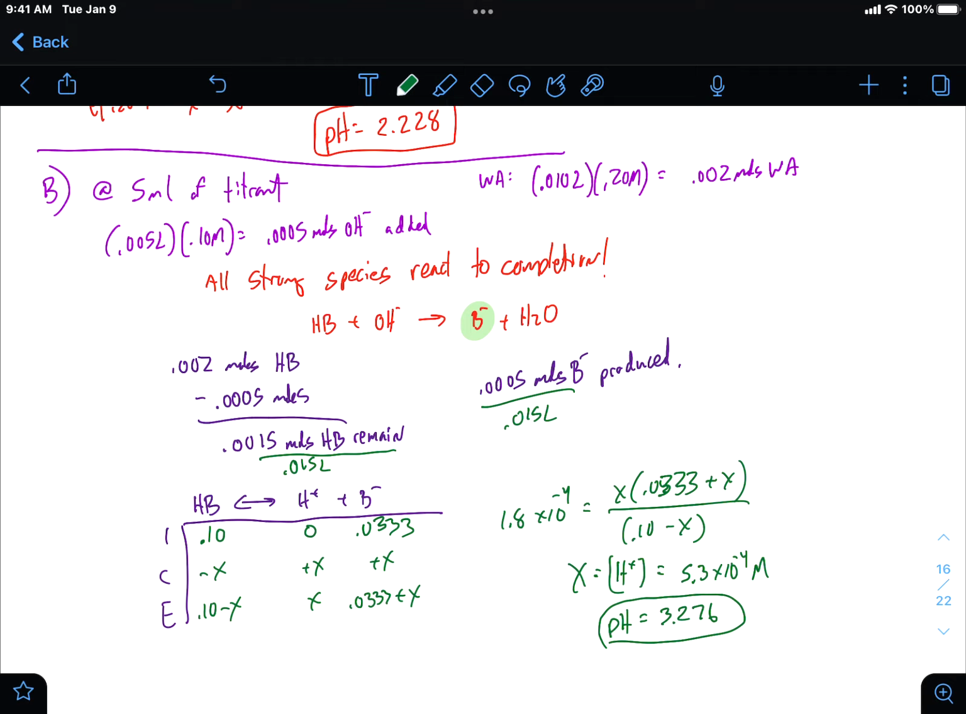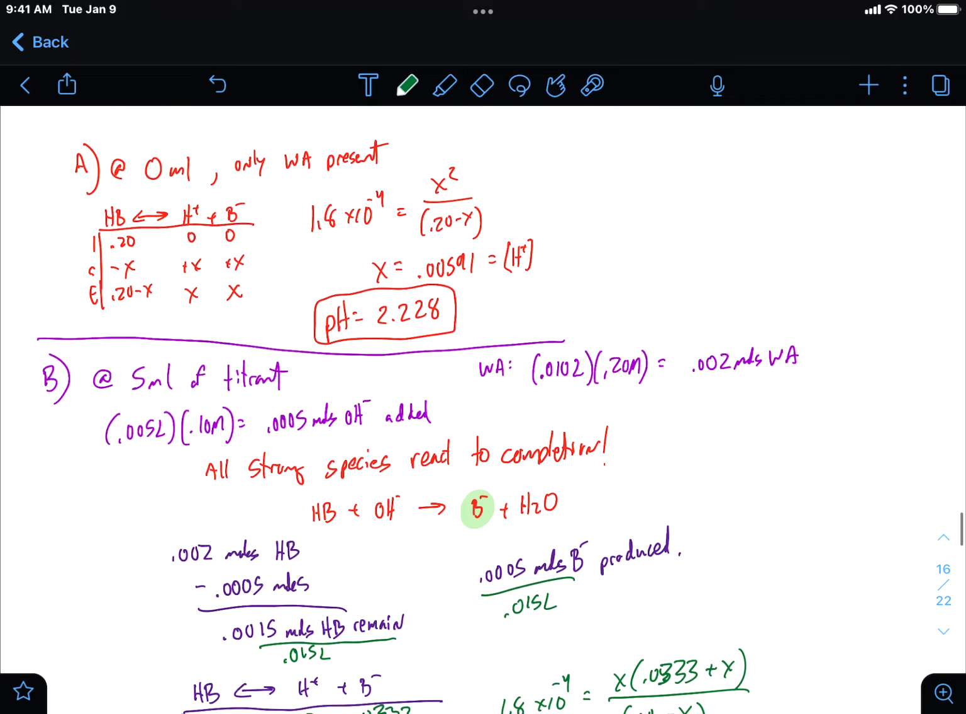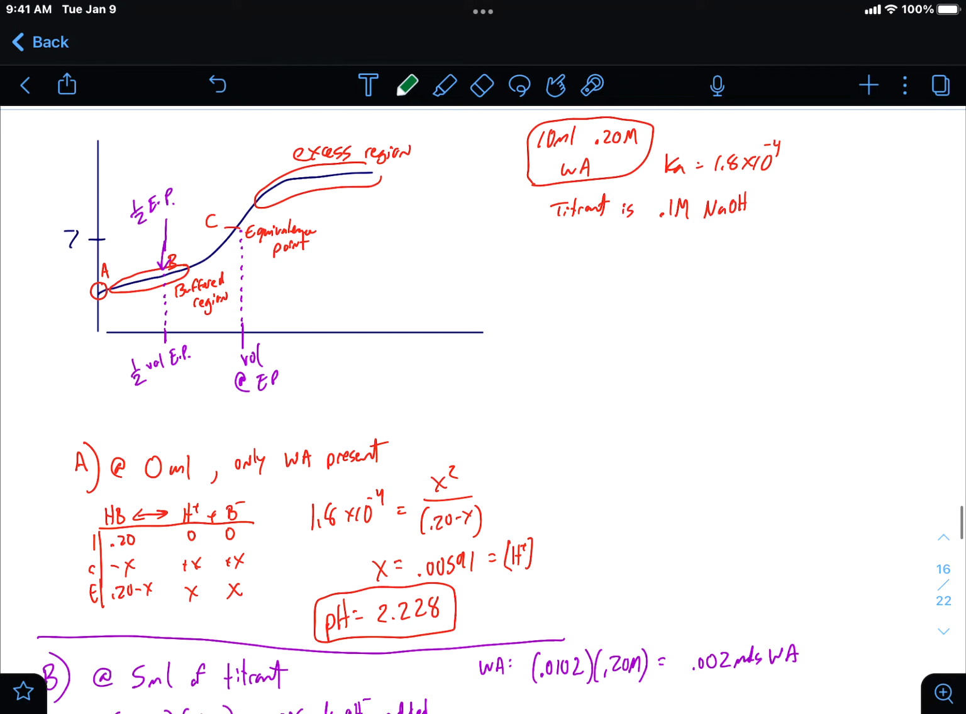And that should make sense. We did add some base. We expect the pH to rise somewhat, but not drastically. As long as there are both parts of the buffer present, your pH will not change too much. So 5 milliliters in the scheme of this is roughly around here, the green dot, roughly.